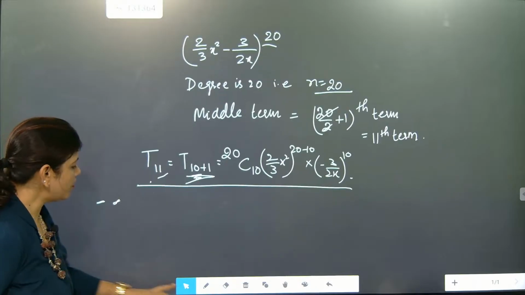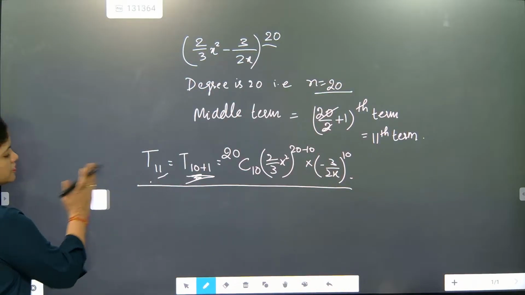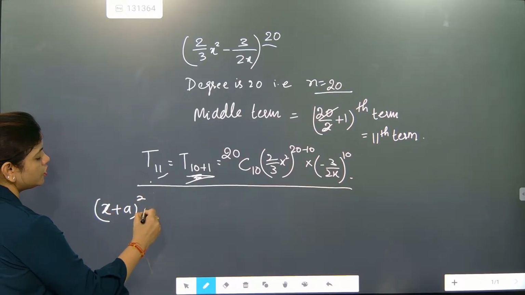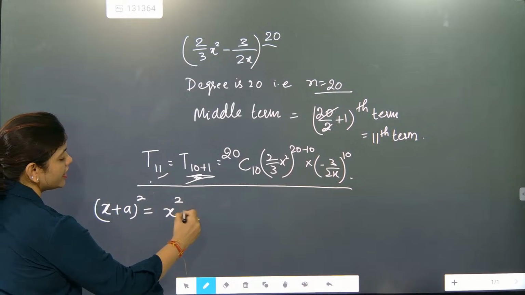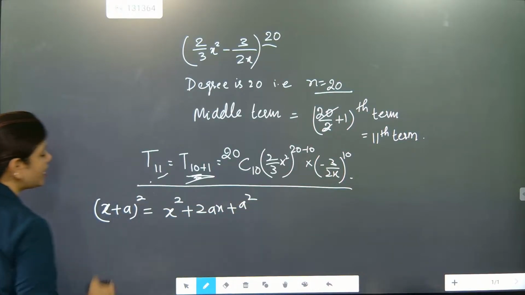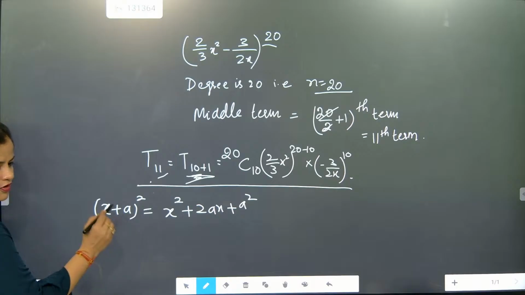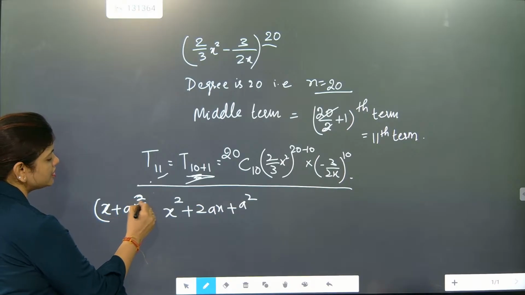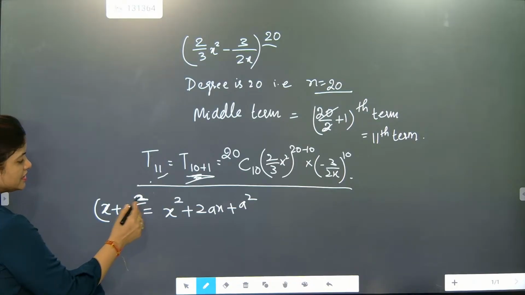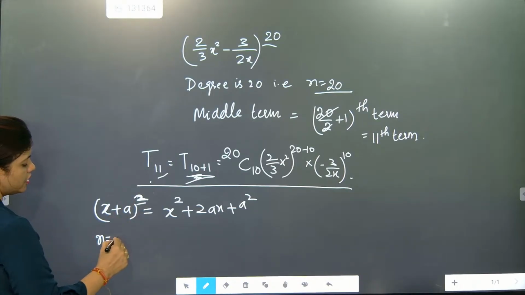Now look here. How are we doing it now? Just understand this one better. See, x plus a to the power 2 is there. Then what do you write? x square plus 2ax plus a square. Now, beta, how to find the middle term here? Here 2 is there, no? Our degree is 2, so n is even. So here n is equal to 2.